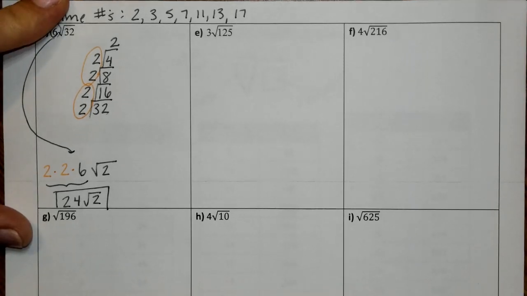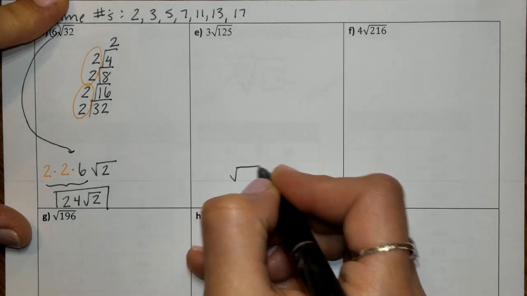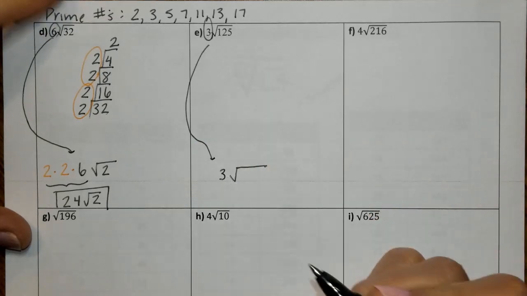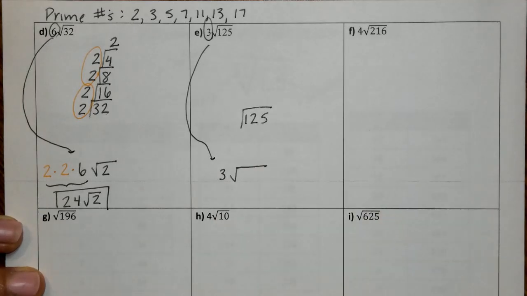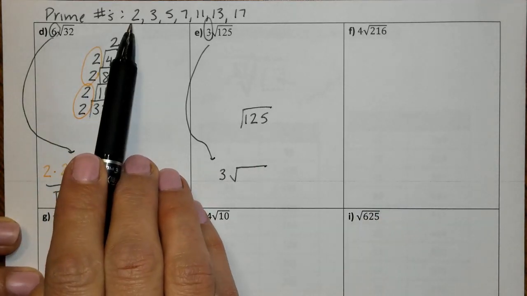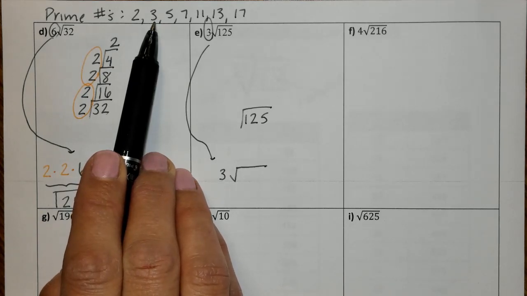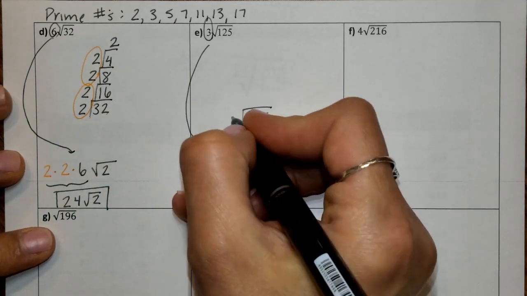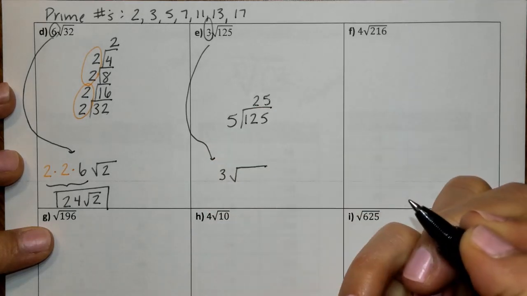Okay, taking a look at letter E, seeing a number outside the radical house. Go ahead and set up the house. 3 is going to wait outside. And let's take our 125. We are not able to divide by the smallest number 2. So we're going to move up to the next smallest number, 3. We cannot divide 125 by 3 either. So let's move to the next one, 5. 125 can be divided by 5. And when we divide 125 by 5, we get 25.